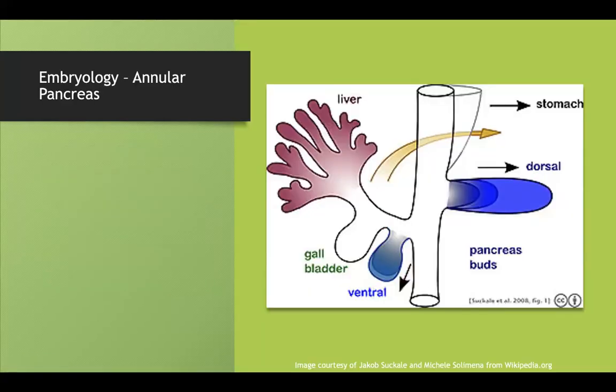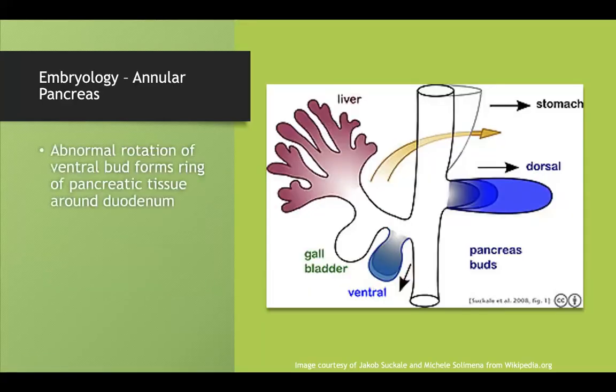In annular pancreas, we have a problem with this rotation. Instead of rotating like it's supposed to all the way around here, it kind of gets stuck on the part of the duodenum, and it'll actually rotate it. So this is how it's supposed to be. This is perfect. This is not annular pancreas. In annular pancreas, it'll get stuck on this part of the duodenum, and as it rotates, it'll just constrict it even more, and you'll have this ring of tissue surrounding your duodenum.